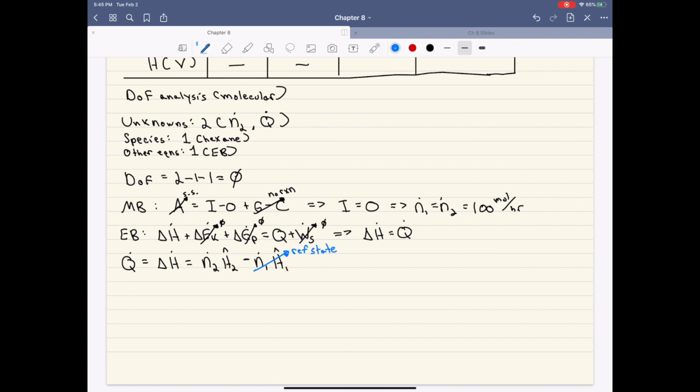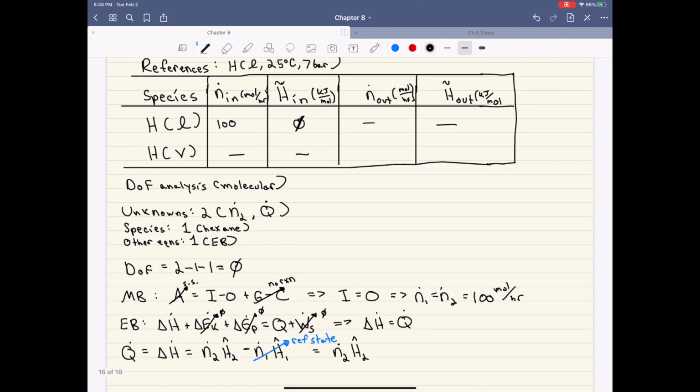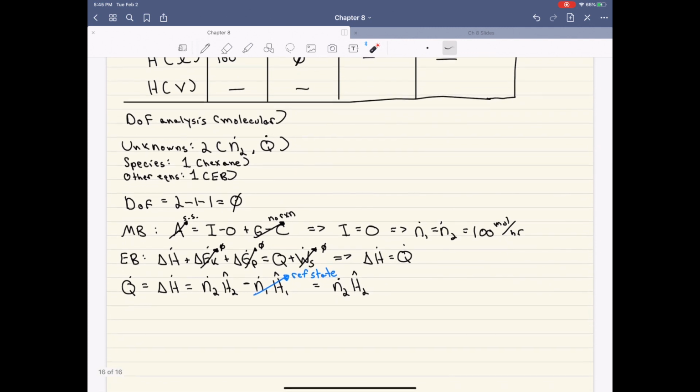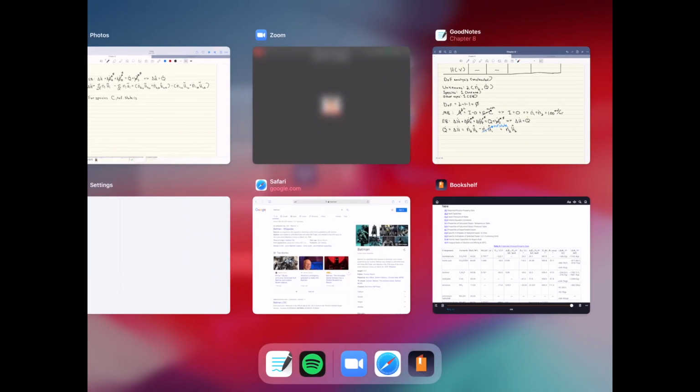And so what we're left with is our delta H is just N2 times H2 hat. Okay? Alright, and so we already know what N2 is. And so in order to solve for the heat, we just need to figure out what H2 hat is. Right? Okay, and so for that, basically what we're dealing with is just, in this process, a liquid that goes to a vapor. Okay?